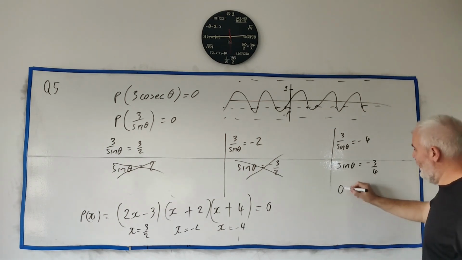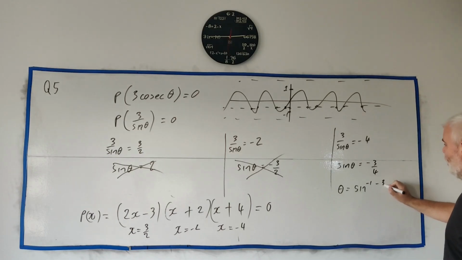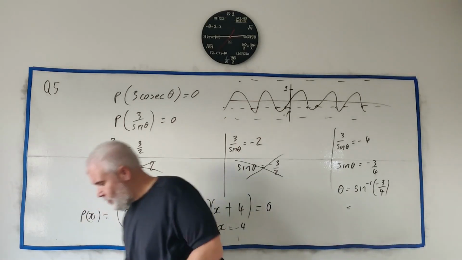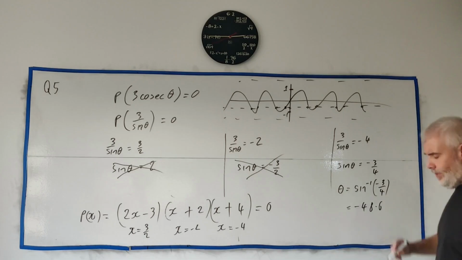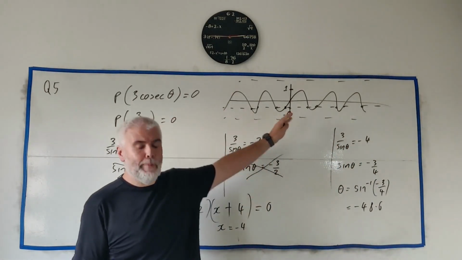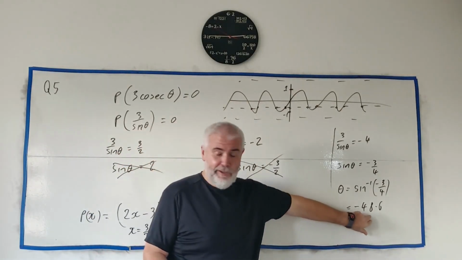If you put this in your calculator, theta is equal to the inverse sine of minus 3 over 4, you'll get out the answer minus 48.6. If you leave this as your answer, you're going to lose marks. I assume they'll give you 1 mark for all the work you did here, but they're not going to give you 2. This is not the answer they wanted.